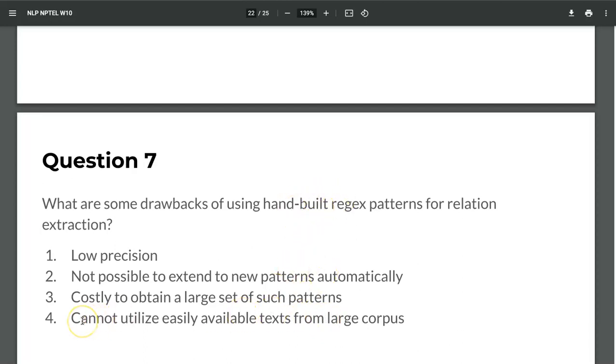Basically this is the point. These hand built regex patterns are not utilizing this large corpus. In the bootstrap approach, you can utilize the large corpus. And also in the case of distant supervision, you can use the large corpus. But with this hand built regex approach, you cannot use it.